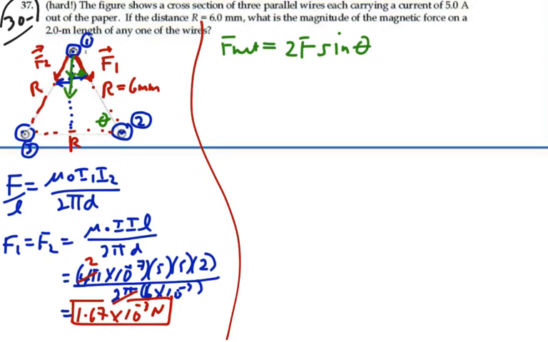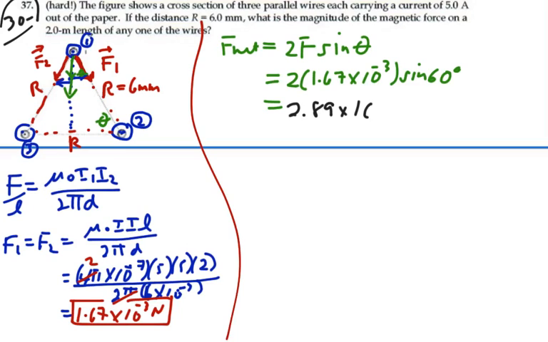So 2F sine theta. Theta is equal to all 3 angles on the interior of this equilateral triangle, so theta must be 60 degrees. So our net force is going to be 2 times F, 1.67 times 10 to the minus 3, times the sine of 60 degrees. And that's equal to 2.89 times 10 to the minus 3 newtons, in a down direction.